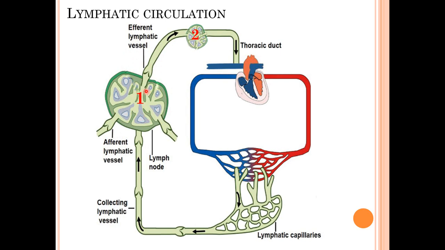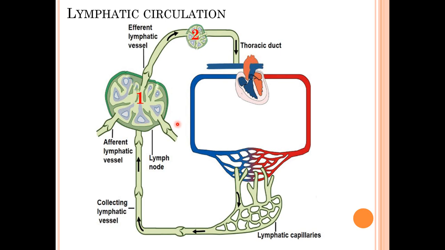Now, afferent and efferent are relative, depending on which lymph node you are talking about. For example, I have two lymph nodes, lymph node 1 and lymph node 2. Let's take this vessel. For lymph node 1, it is efferent, it goes out from it. But for lymph node 2, it is afferent, it brings lymph to it. So when we say afferent or efferent, we have to determine which lymph node we are talking about.